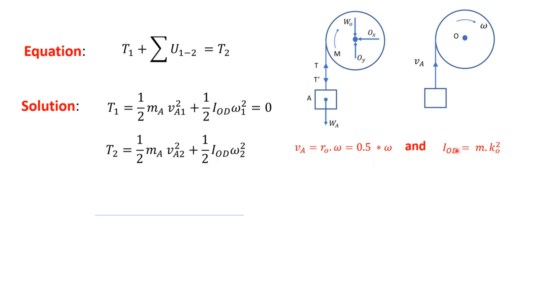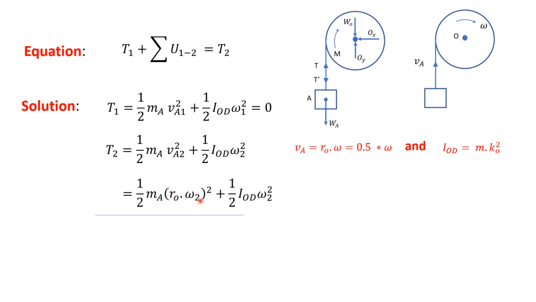The IOD is going to be equal to the mass multiplied by the radius of gyration squared. So now if I substitute VA by this VA, and the IOD here by this IOD, the equation can be written like that. Again, to expand the solution, I know the mass, I know the KO, so I can find the value of the IOD.